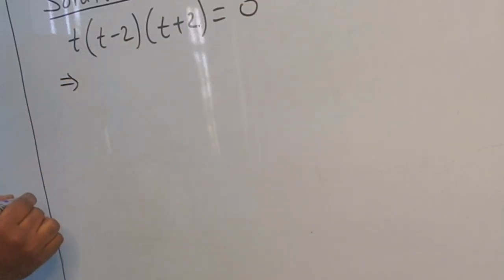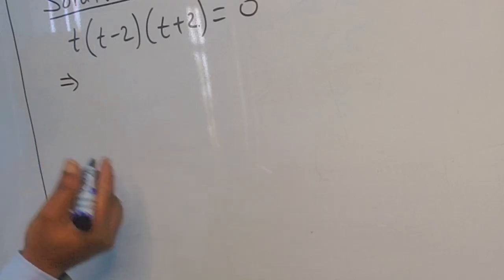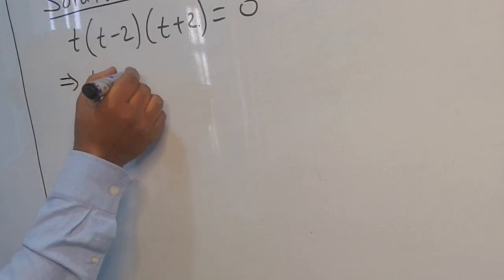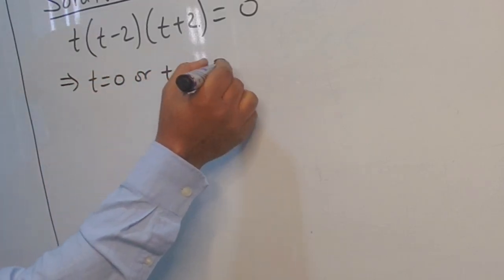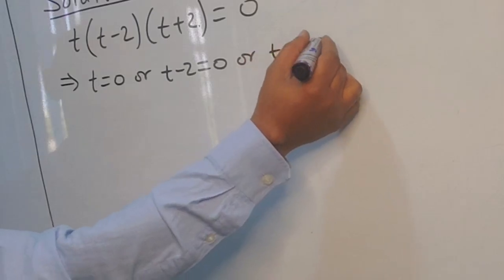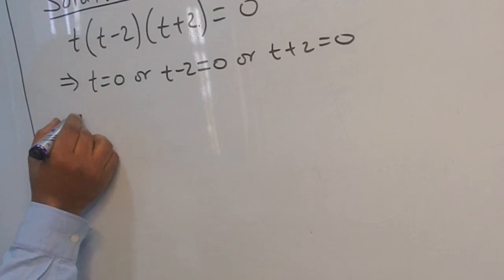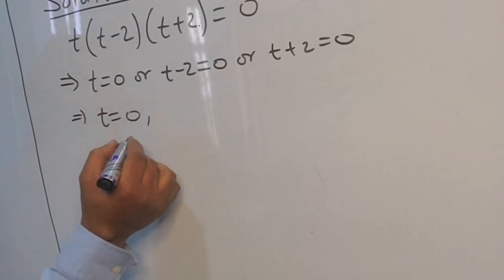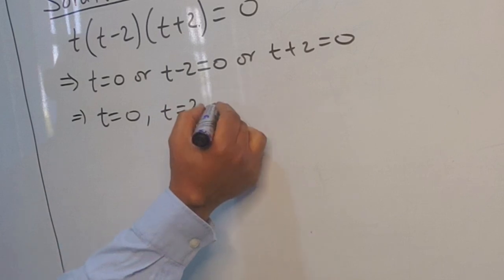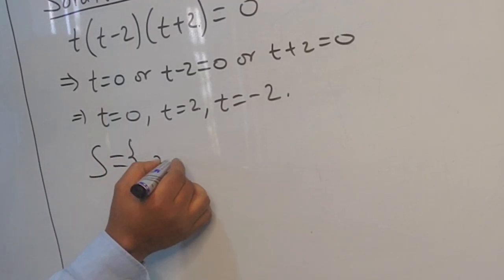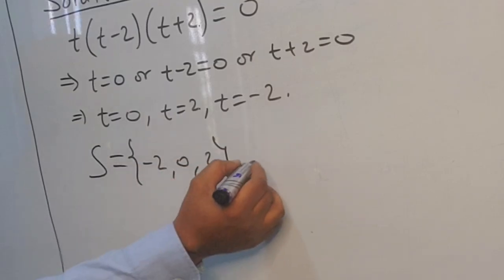For the product of expressions to be 0, at least one of the factors should be 0. So either t is equal to 0, or t minus 2 is equal to 0, or t plus 2 is equal to 0. So this implies t is equal to 0, t is equal to 2, and t is equal to minus 2. You are asked to find the set of the values of t, that's the set S. It should be minus 2, 0, 2. This is our answer.